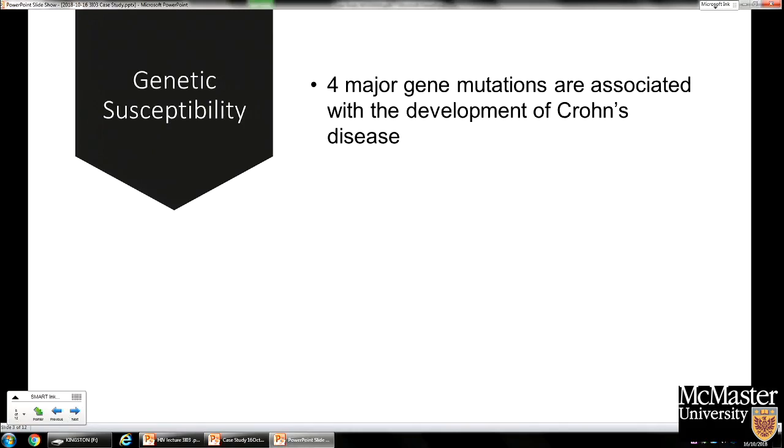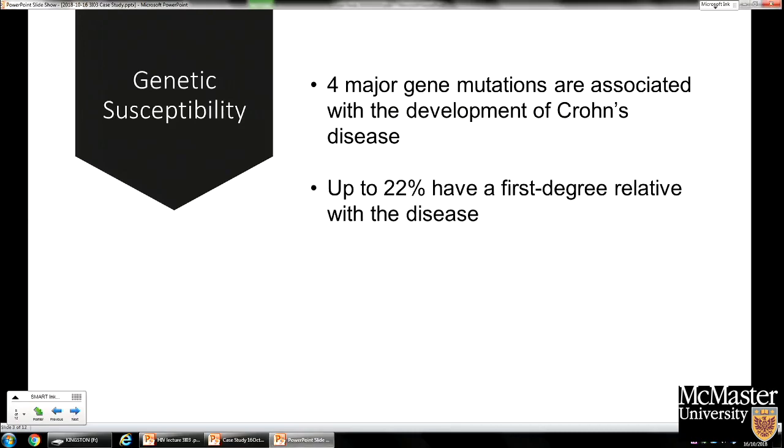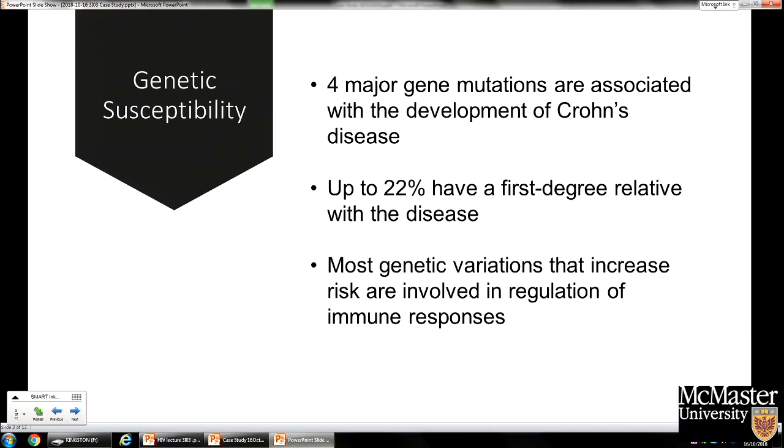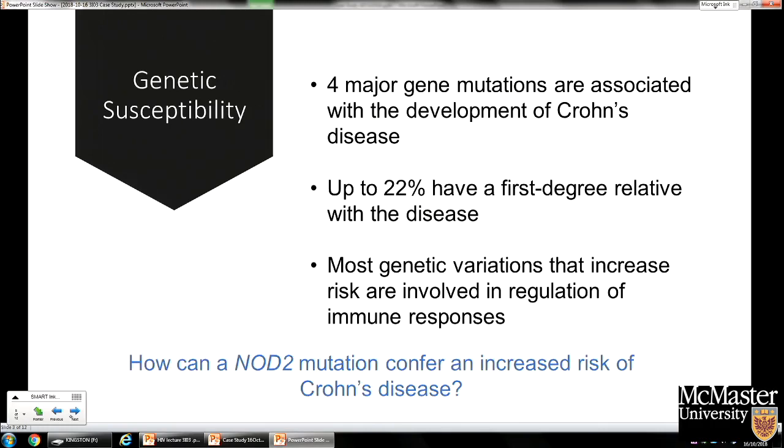In looking at genetic susceptibility, to date there are 4 major genes associated with the development of Crohn's. Up to 22% of individuals diagnosed with Crohn's also have a first-degree relative with Crohn's, so there's a heavy familial component to it. Most of these genetic variations that increase your risk are also involved in the regulation of the immune system. One of these mutations has to do with NOD2. So the next question to look into would be: how can a NOD2 mutation confer an increased risk of Crohn's disease?